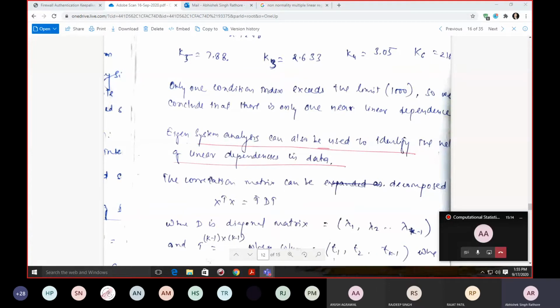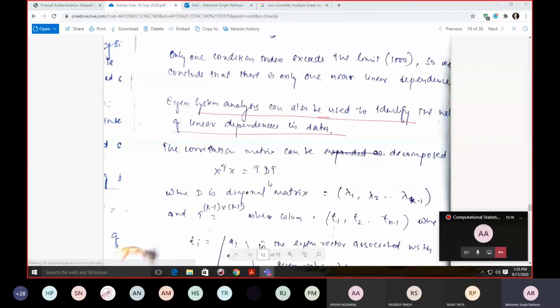So this matrix is represented as some T matrix. This T matrix is of order k minus 1 by k minus 1, multiplied by another k minus 1 by k minus 1 matrix which has diagonal elements. These diagonal elements are the lambda values or eigenvalues, and the remaining non-diagonal elements are considered as 0. Again this is T. This is how we can decompose our X transpose X.